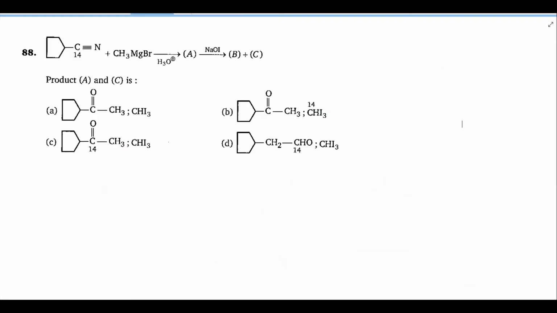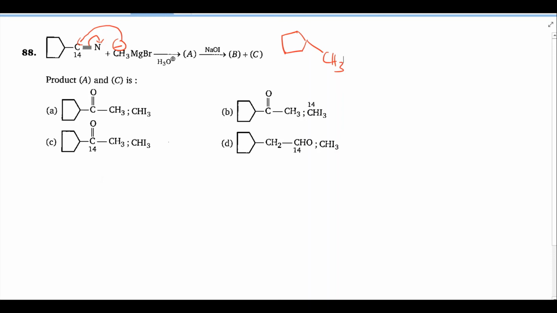Now coming to question number 88. What is that 88? What you are going to get: this is negative charge, so this is attacking like this and the bond shifted like this. Then what is the product? This is cyclopentane, and here, I'm sorry, there will be a CH3 attacking here. I have written it wrong here. There will be a bond. I'll start here.